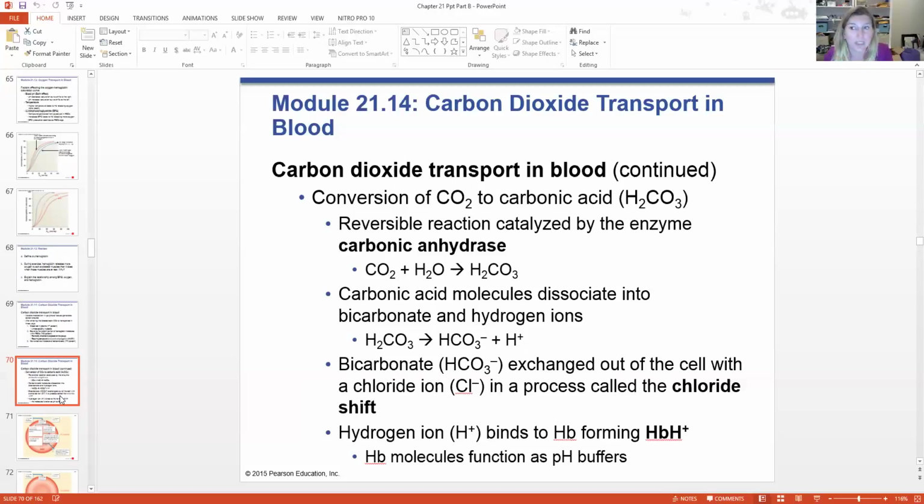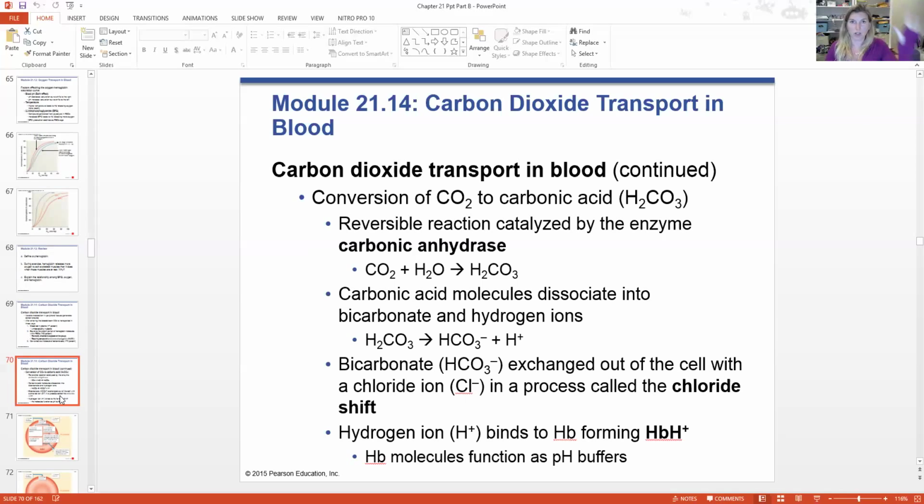However, H2CO3 is a fairly unstable acid. It's a weak acid, actually, so it will dissociate. H2CO3 dissociates into bicarbonate, which is HCO3, and a hydrogen ion. That second hydrogen ion will pop off of carbonic acid and form a bicarbonate. So the bicarbonate, HCO3, is going to be pushed out of our red blood cell. As it's pushed out of our red blood cell, chloride is going to be pumped in. So there's an exchange. It's called the chloride shift.